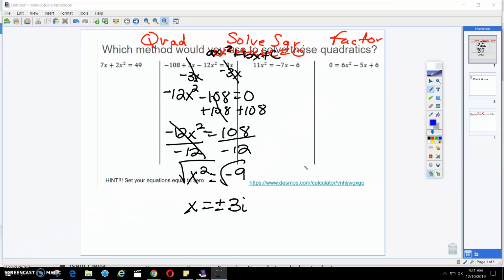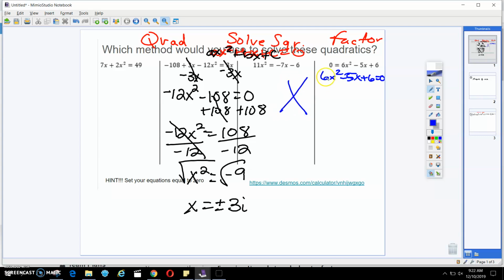Okay? So now what you're going to do for number 4 is you're going to put it in standard form. Well, guess what? This is already in standard form. You just need to put that 0 on the end, right? Y'all are so excited to have quadratic functions, I know. All right, so now we're going to see if we can factor this.